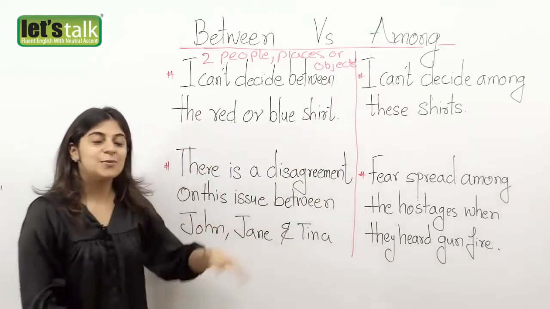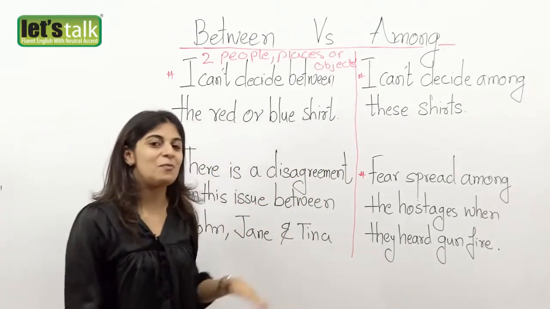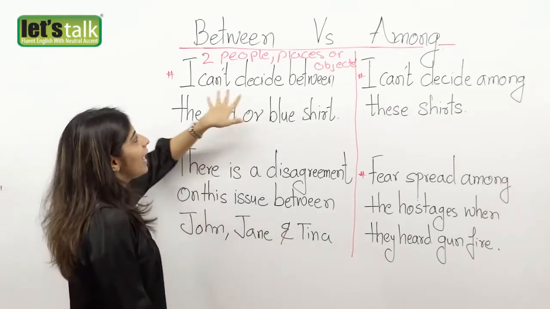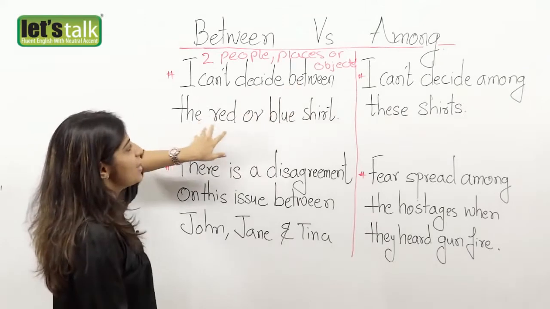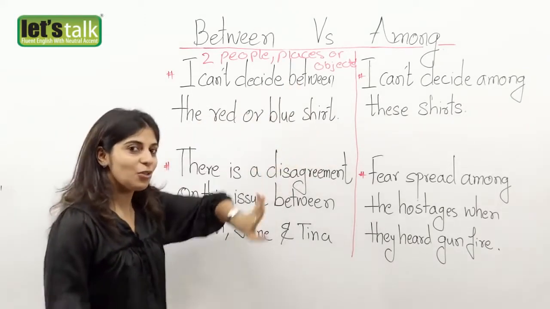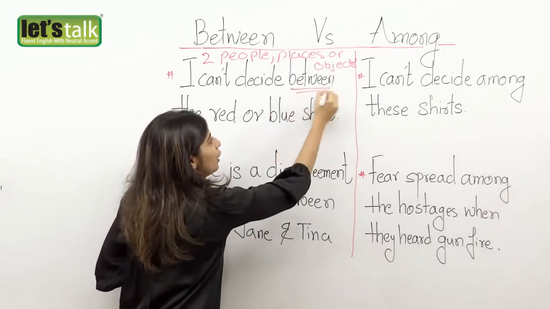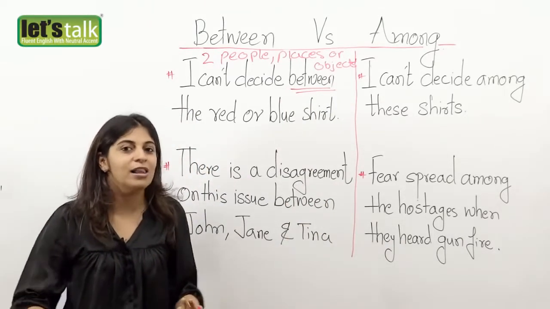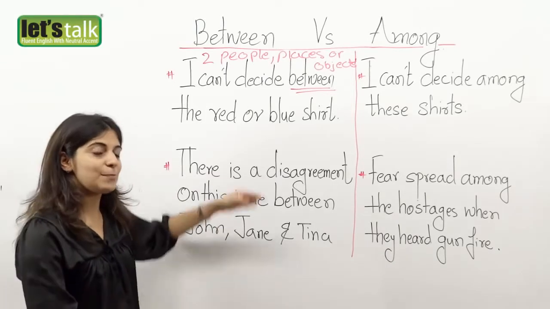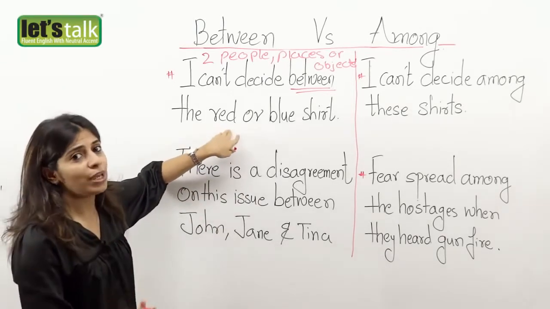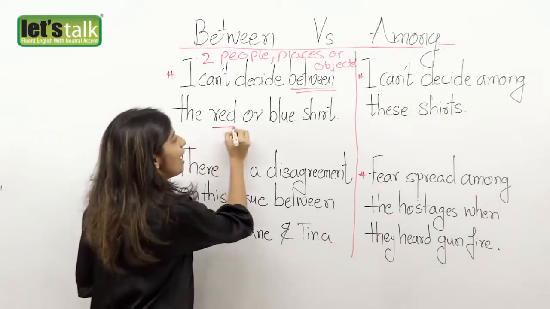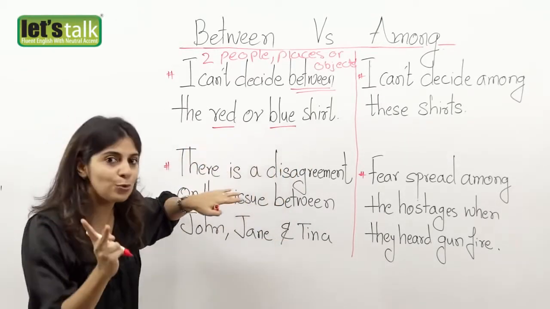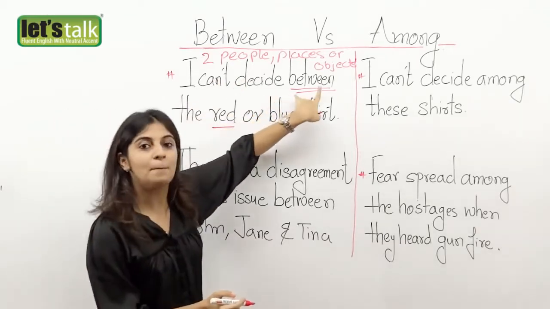Alright, so that's when we use the word between. We will look at an example that would help you to understand this better. I can't decide between the red or the blue shirt. Now you're using the word between here because there are only two choices of shirt, okay? You go to a mall and you select shirts, but you have a choice of two colors, that is the red and the blue shirt. So that is why, since there are only two choices, we use the word between.